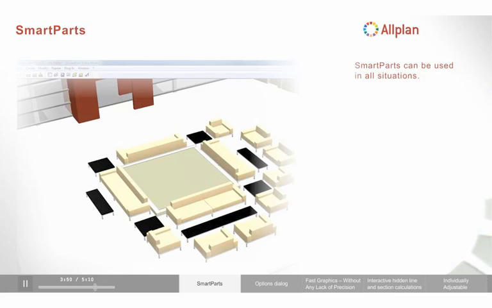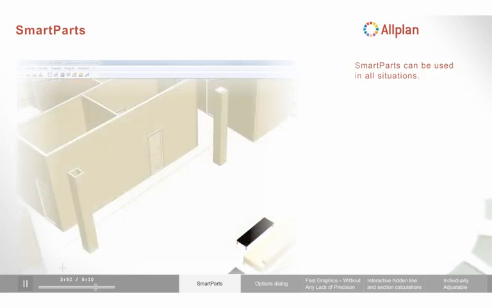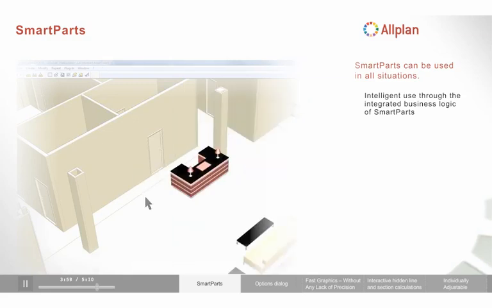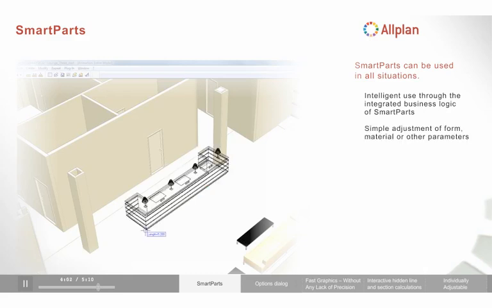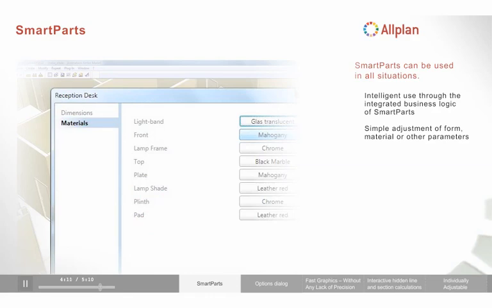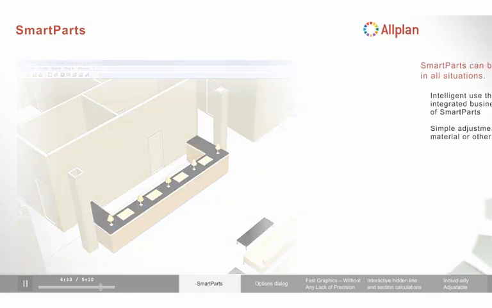Irrespective of whether you created the SmartParts yourself or got them from a manufacturer, you can use the intelligence of the objects, the built-in logic of the library elements, over and over again. After you have positioned the object in the project, activate it and adjust it to your concrete requirements. In this way, you can, for example, adjust the length of an object using handles and exchange the material in the dialog box.